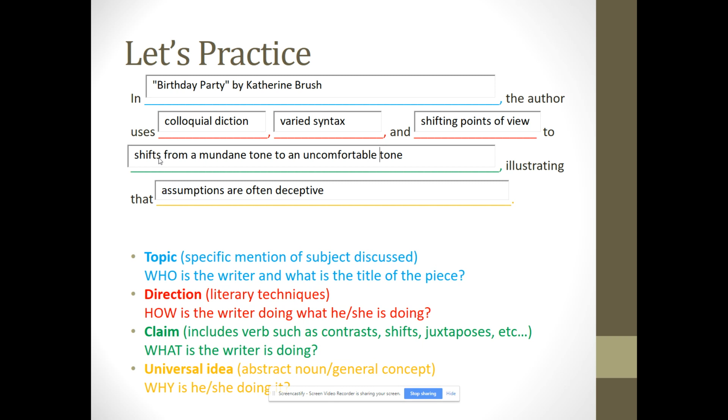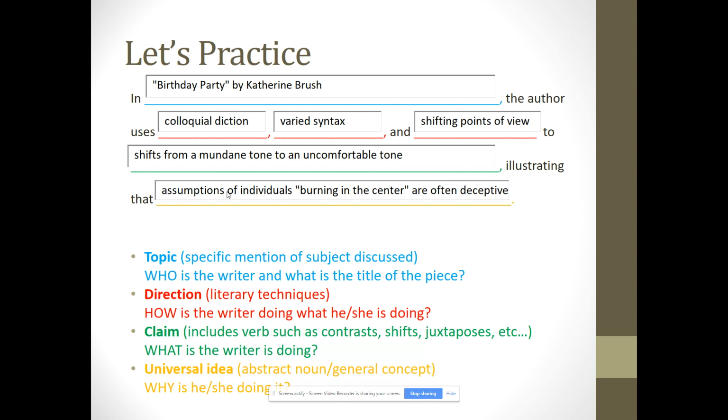Finally, let's look at the universal idea. Assumptions are often deceptive is an acceptable thing to say here, but let's give our thesis a little oomph or something special. A neat thing to do here would be to echo a phrase from the text itself and use that in your thesis statement. Something that stands out to me in Birthday Party is that pink candle burning in the center. That lone candle has always seemed symbolic to me, and I'd like to use that phrase, burning in the center. Maybe we could revise our universal idea to say that assumptions of individuals burning in the center are often deceptive.